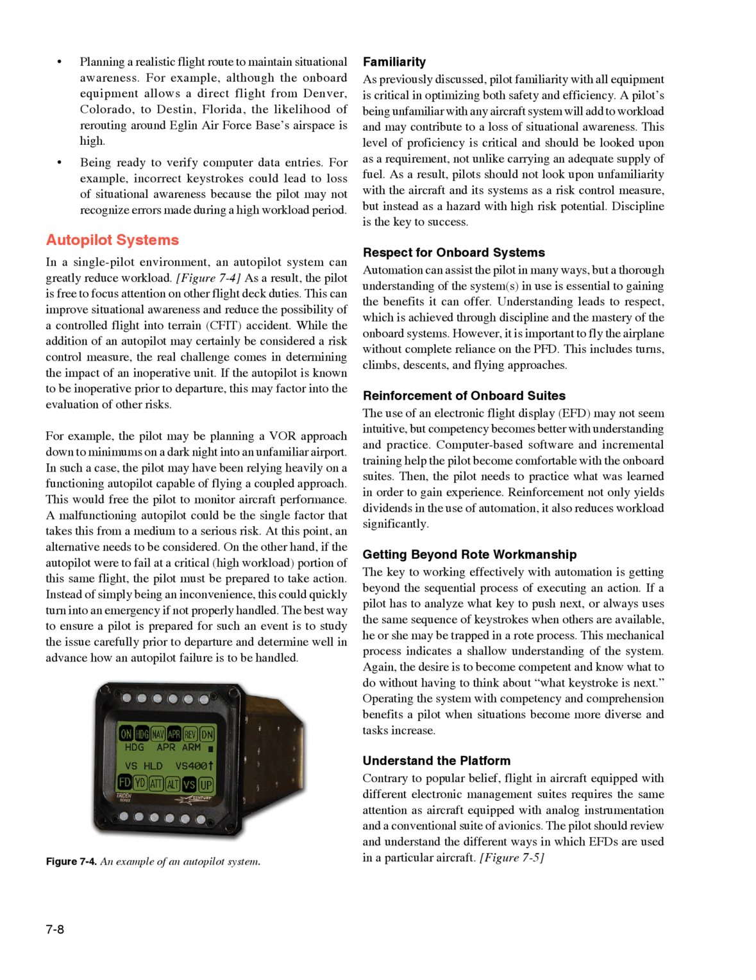While the addition of an autopilot may certainly be considered a risk control measure, the real challenge comes in determining the impact of an inoperative unit. If the autopilot is known to be inoperative prior to departure, this may factor into the evaluation of other risks. For example, the pilot may be planning a VOR approach down to minimums on a dark night into an unfamiliar airport. In such a case, the pilot may have been relying heavily on a functioning autopilot capable of flying a coupled approach. This would free the pilot to monitor aircraft performance. A malfunctioning autopilot could be the single factor that takes this from a medium to a serious risk. At this point, an alternative needs to be considered.